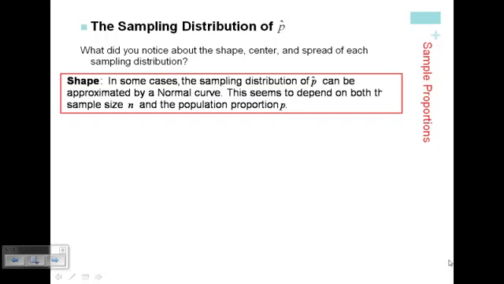All right, let's talk about the shape first. The shape of the distribution of p hat can be, not is, can be approximately normal. Sometimes it's a little bit skewed, but when we meet a particular condition, it is normal enough for us to use the normal distribution tables.